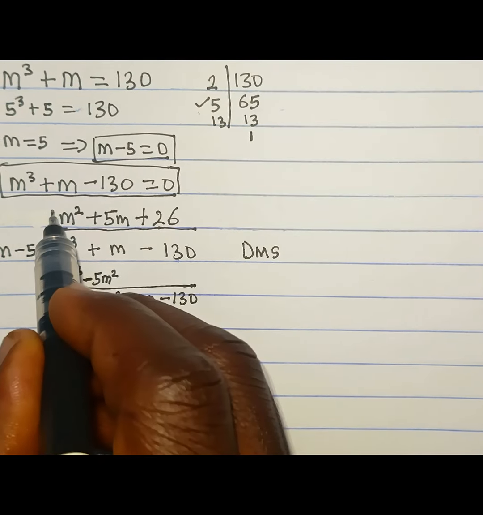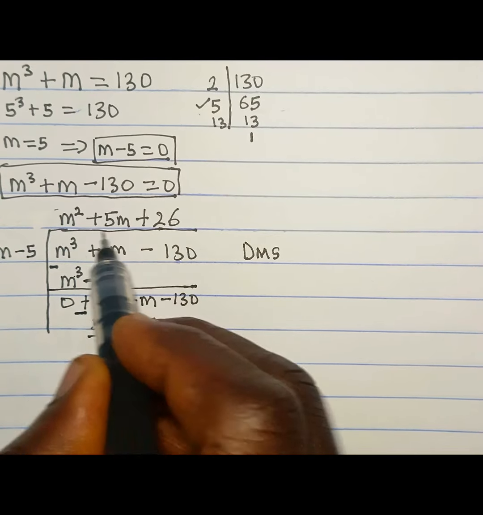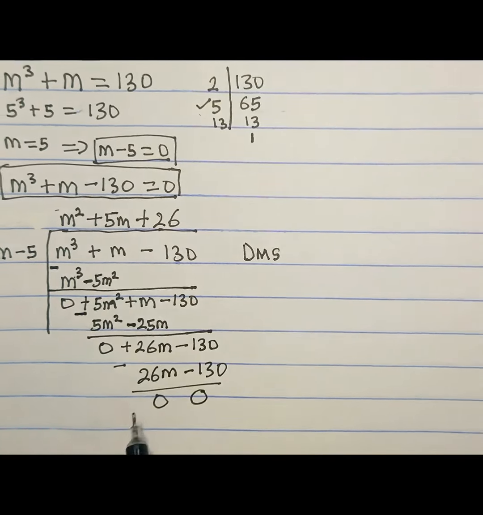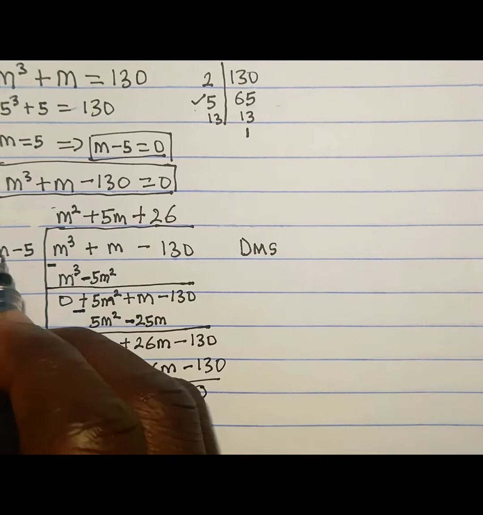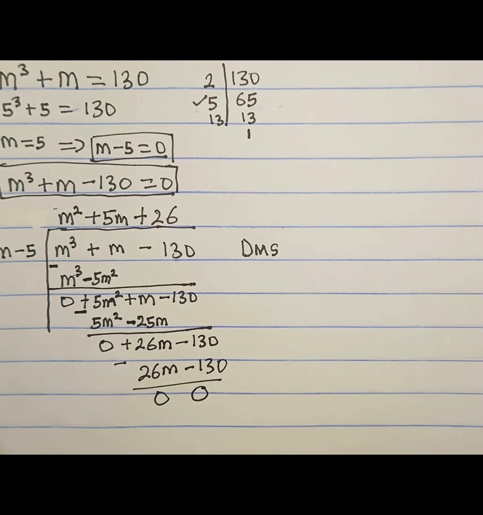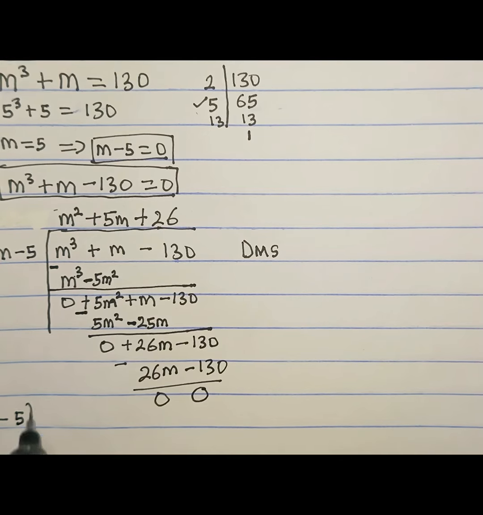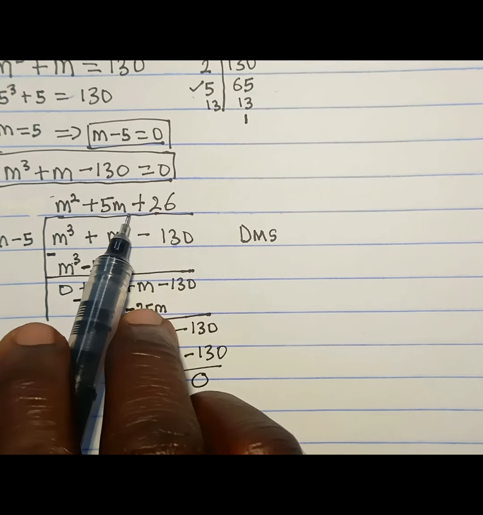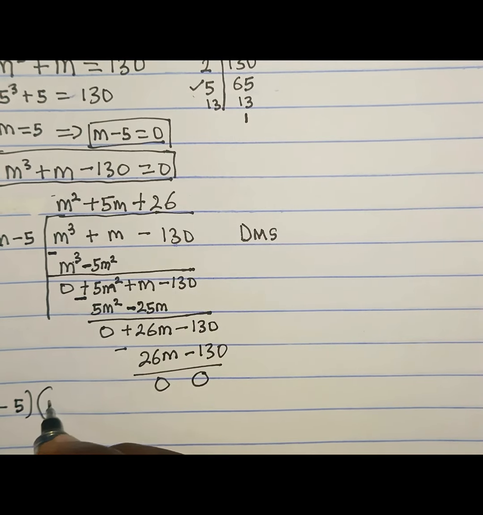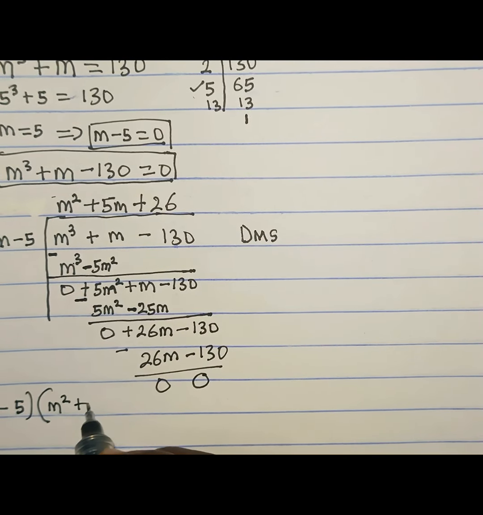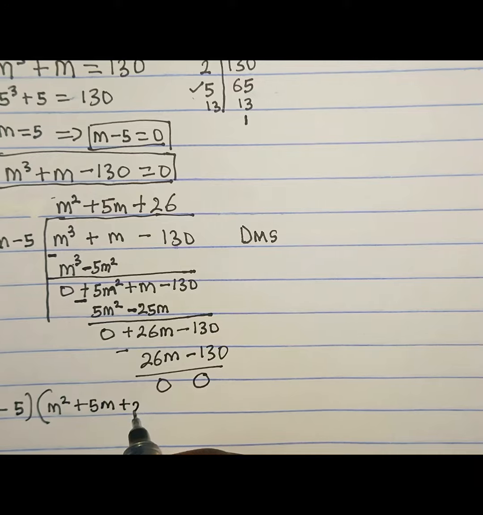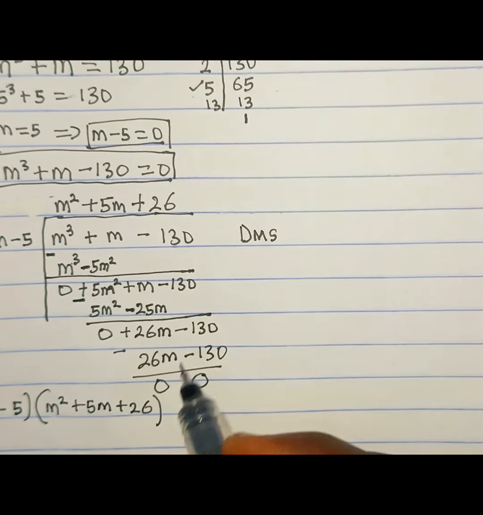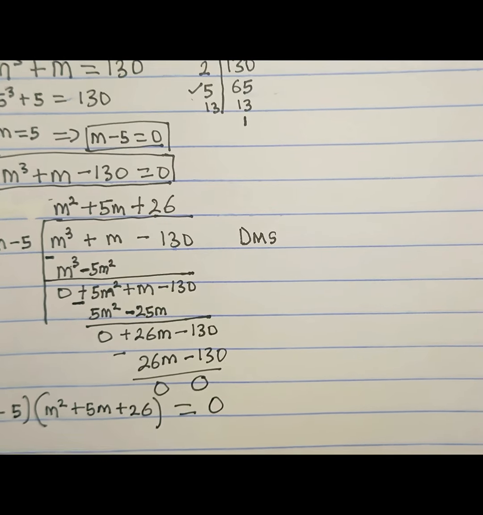So therefore, this is the new quadratic equation we form. This is where we are going to get the remaining two solutions of m. So now we're going to pick this. First of all, we write our first one, which is m minus 5. We put it in a bracket, then we open another bracket and copy the answer we get from this long division, which is m to power 2 plus 5m then plus 26. Remember, everything is equal to 0 initially, so we equate it to 0.